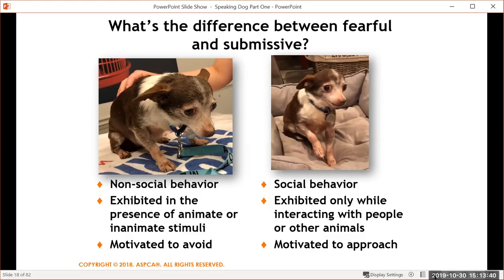So I just wanted to point that out because sometimes when we look at these pictures, we can't tell if the dog's being fearful or submissive because we don't have the whole picture. We can't see everything.